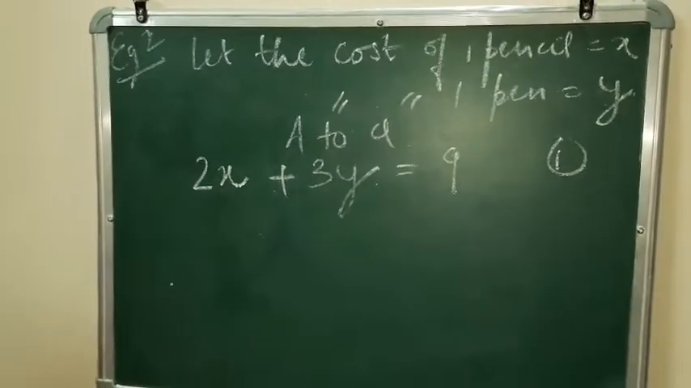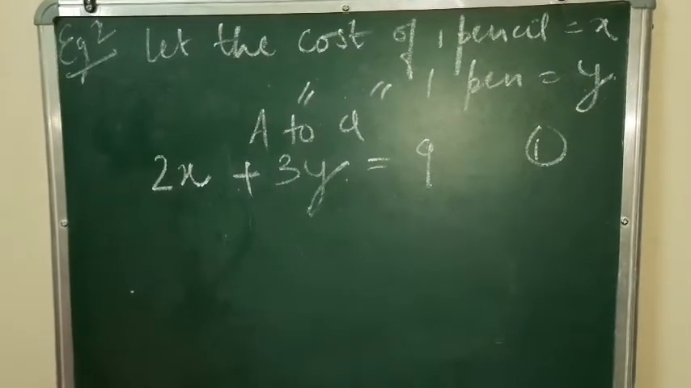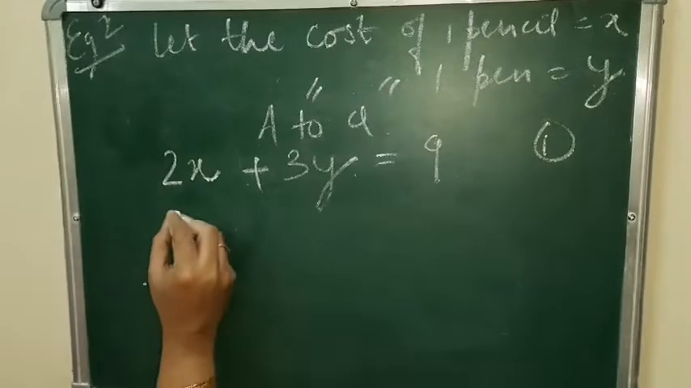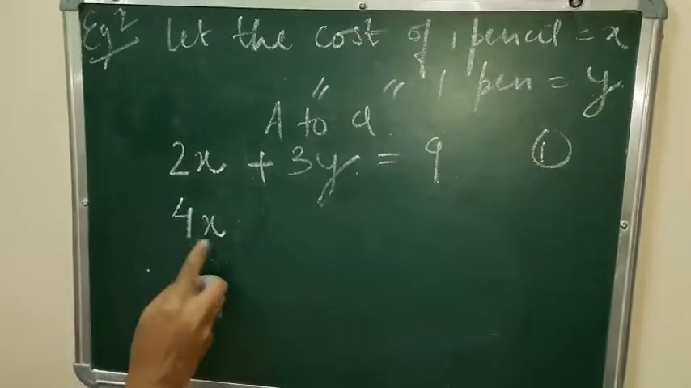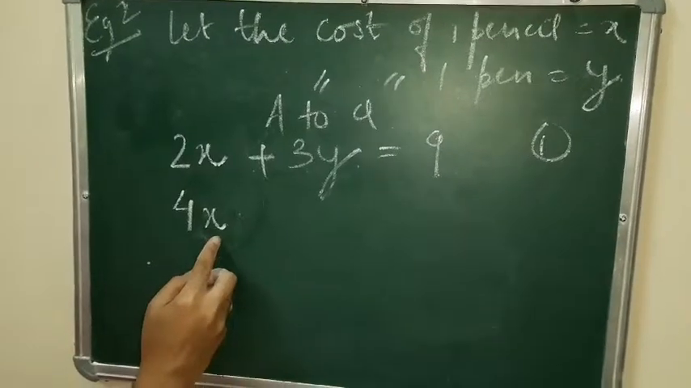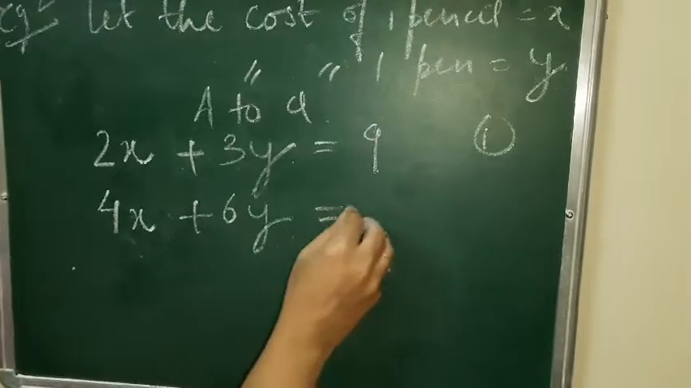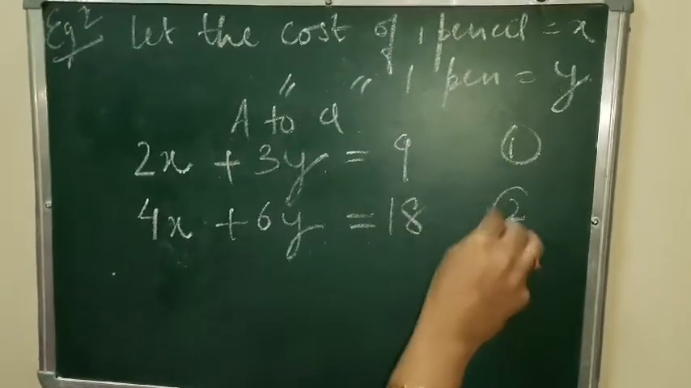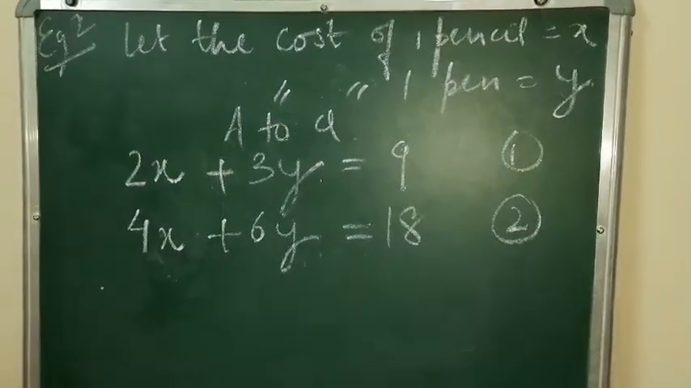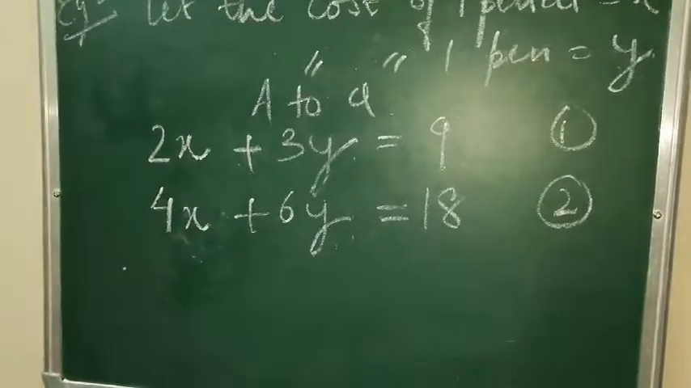Now one more girl is there, Sonali, her friend. She saw the new variety of pencils and erasers with Romila and she bought 4 pencils. If she is buying 4 pencils, that means she will spend 4x. She has bought 6 erasers, so 6y. And the total money she spent is 18 rupees. Right? So these are your 2 equations, and now we have to draw a graph for these.